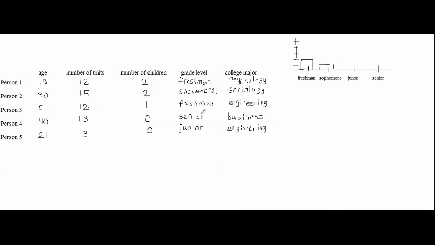What about junior? We have one junior in the data set, so it has a frequency of 1. And senior also appears once, so it also goes up to the first tick mark. So we just created a bar graph of this column of data for grade level.